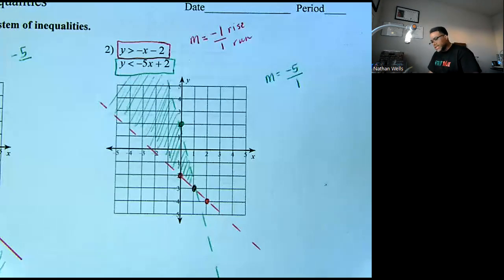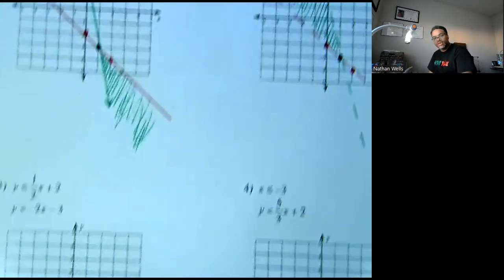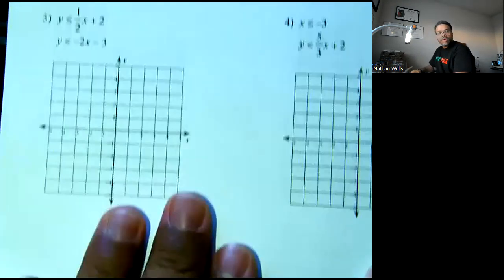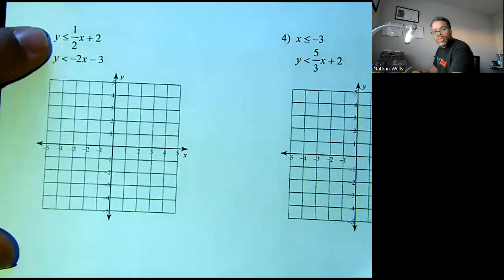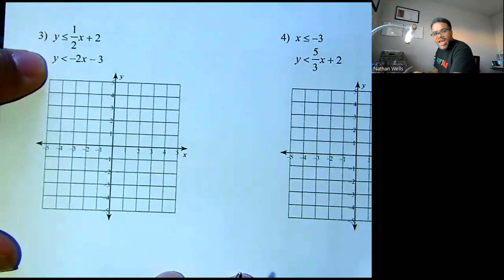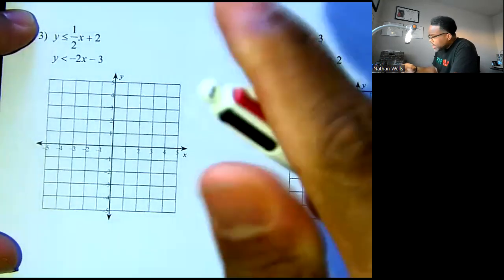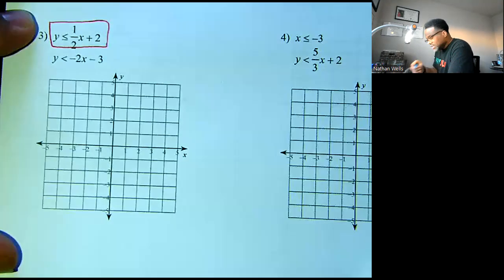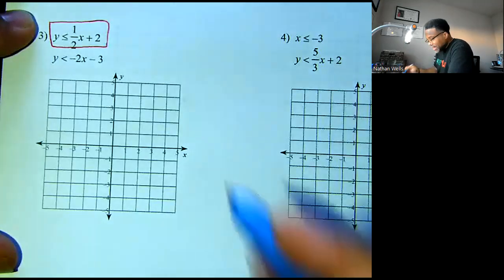Let's take a look at another example. So here we have y is less than or equal to half x plus 2, and y is less than -2x minus 3. So again, I absolutely love doing these in different colors because it just makes it easier for me to see.